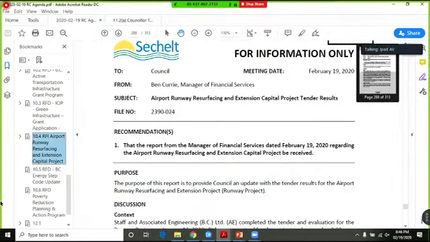Thank you for bringing this report forward. It's amazing how much this project just keeps climbing and climbing in cost. My understanding, looking at these numbers, is that our portion of the cost is going to be around $790,000.